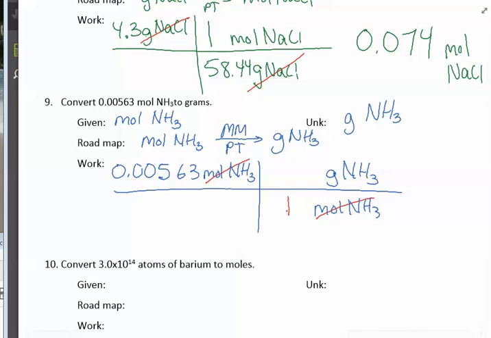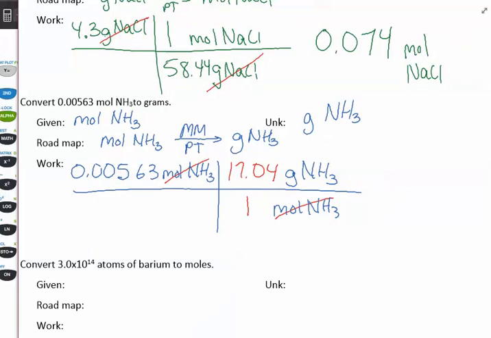So now we need to take a look at our periodic table and figure out the molar mass of NH3. So you should end up with 17.04. So you're going to take 0.00563 times 17.04.